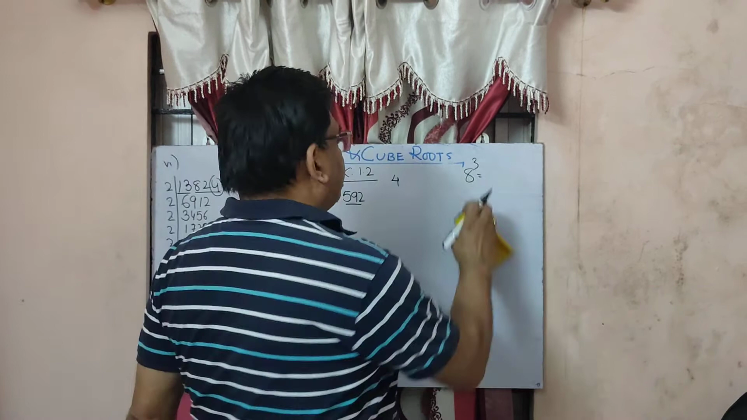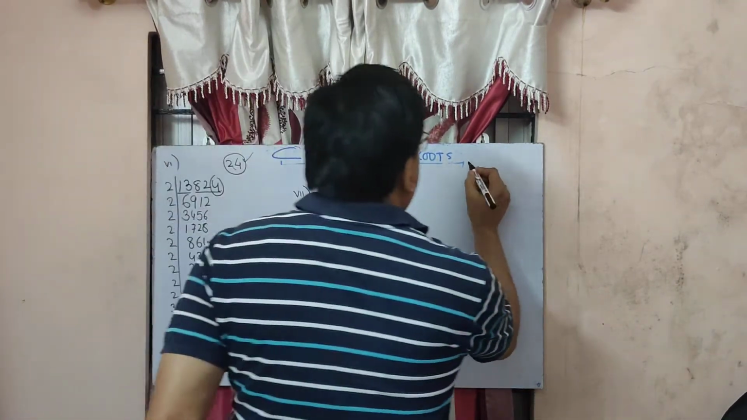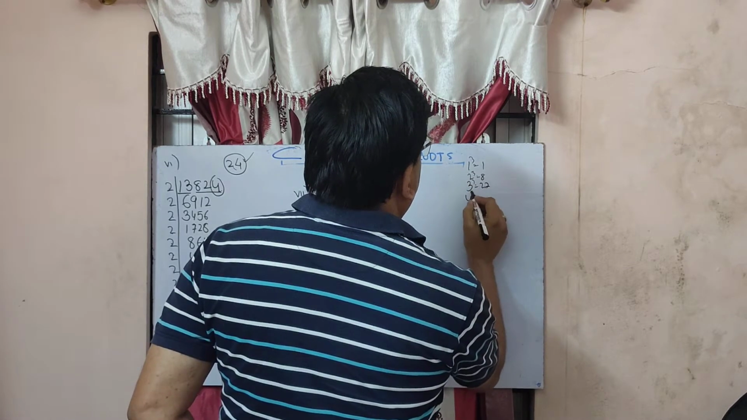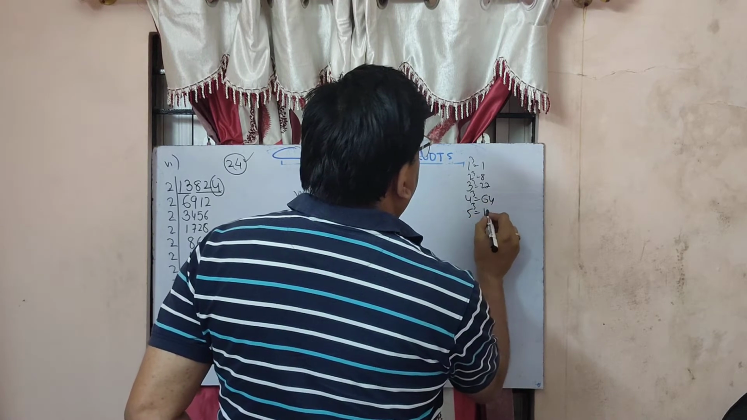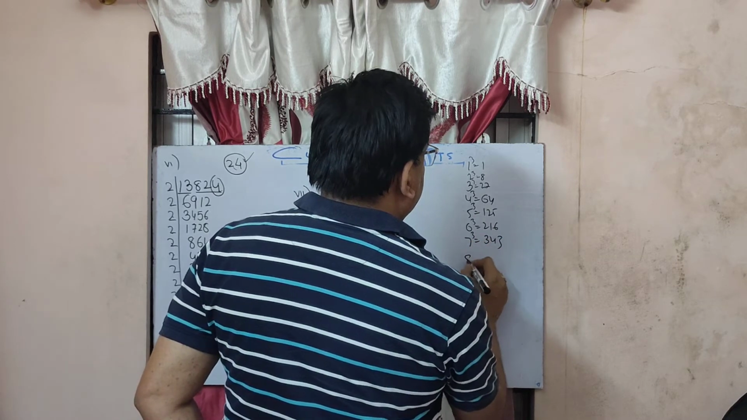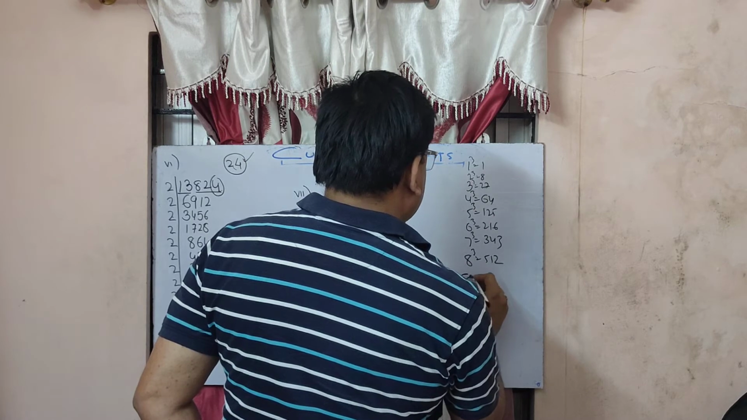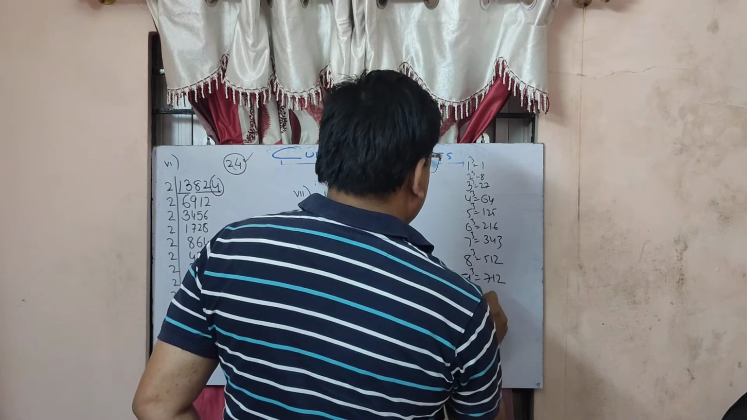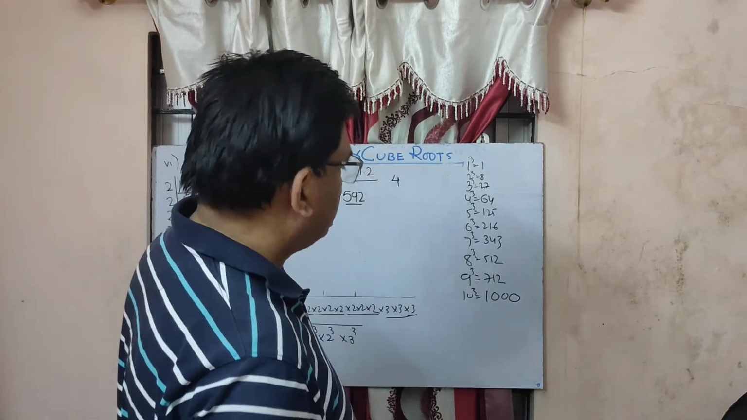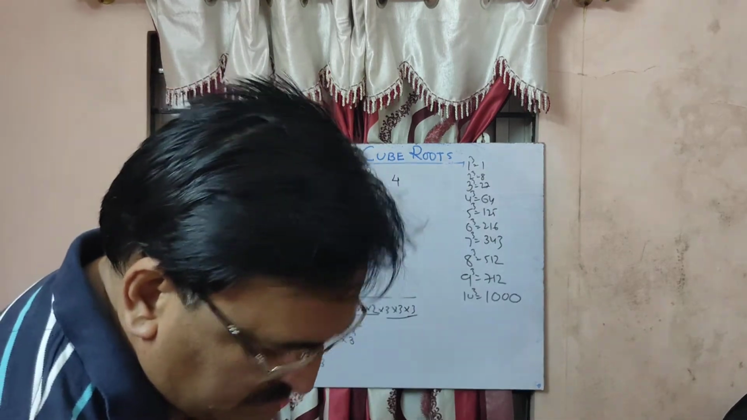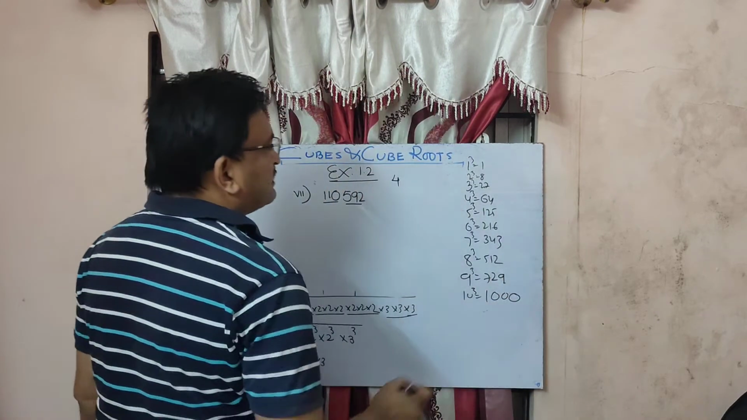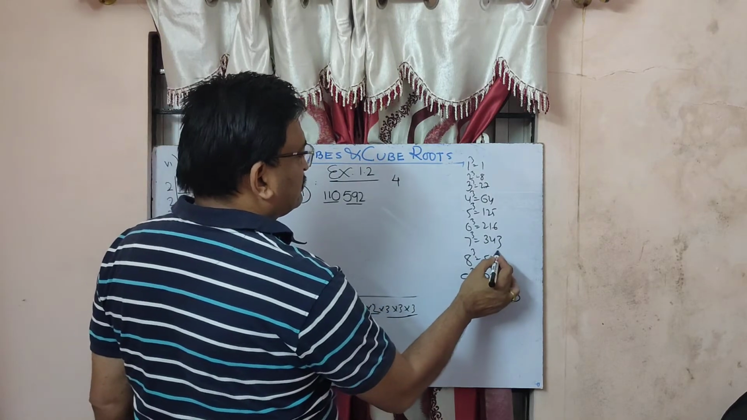For example, 1 cube is 1, 2 cube is 8, 3 cube is 27, 4 cube is 64, 5 cube is 125, 6 cube is 216, 7 cube is 343, 8 cube is 512, 9 cube is 729, 10 cube is 1000.